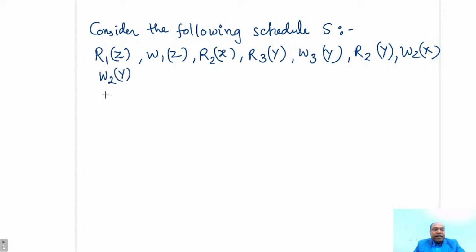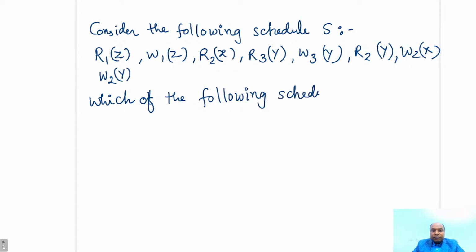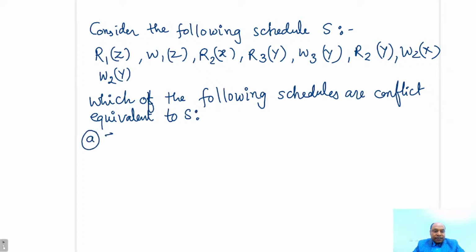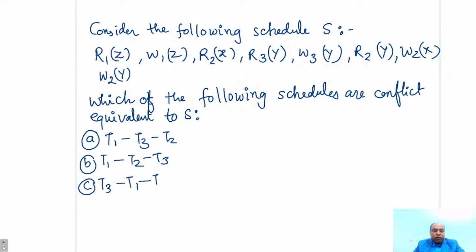Which of the following schedules are conflict equivalent to the given schedule S? Option A is given as T1 followed by T3 followed by T2. Option B is given as T1 followed by T2 followed by T3. Option C is given as T3 followed by T1 followed by T2. Option D is given as T3 followed by T2 followed by T1.